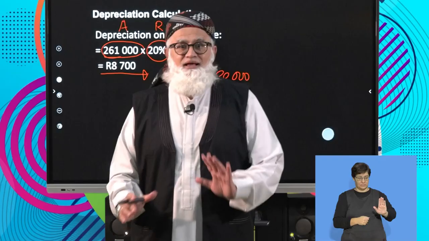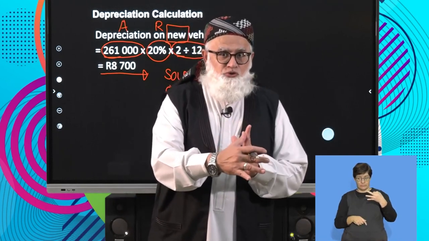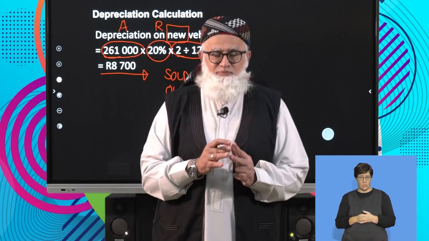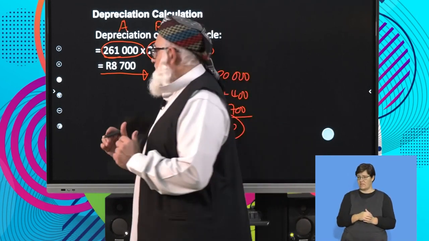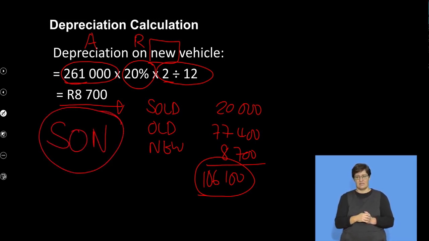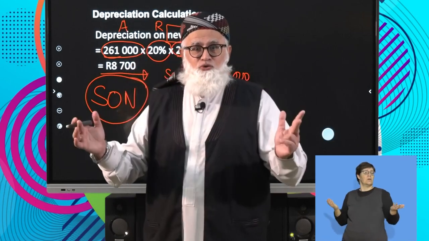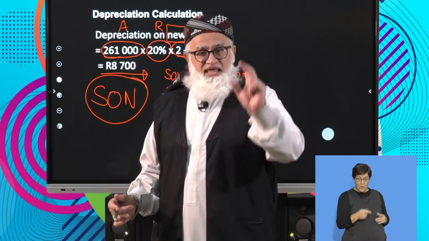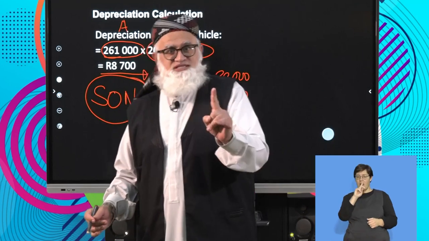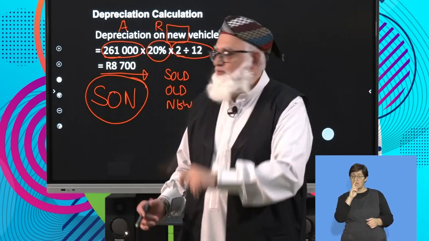Once again, guys, three components: sold, old, and new. You want an easy way to remember that? Come, I give it to you. Sun. Do you see it? Sun. What do we mean by sun? Sold, old, and new. In this way, you'll know whenever you're doing your calculation, look for the sun. Sun: sold, old, and new. Okay.